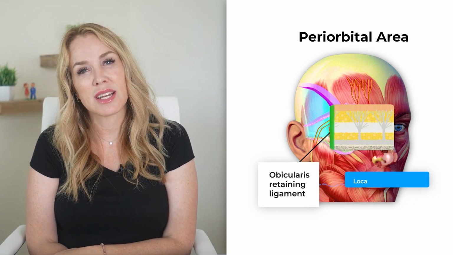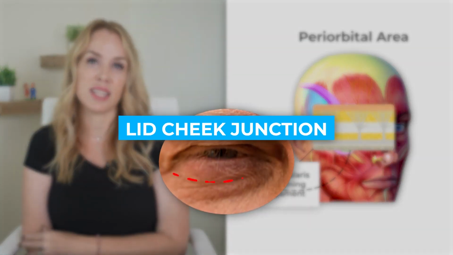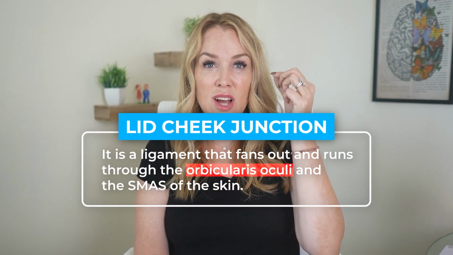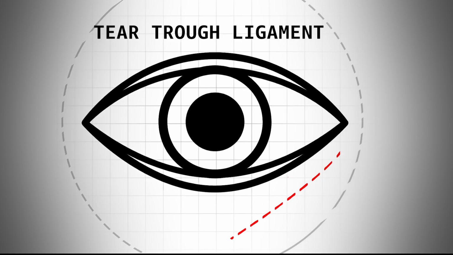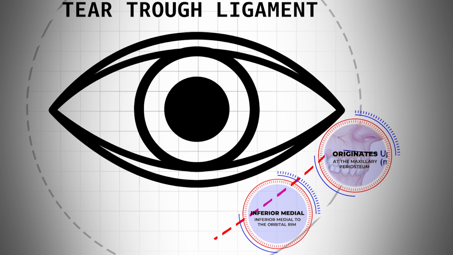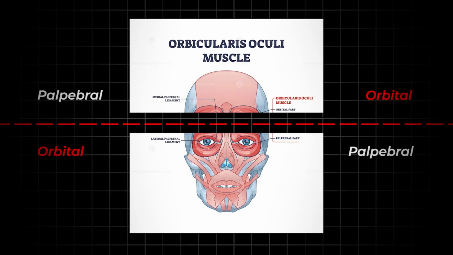The orbicularis retaining ligament originates on the periosteum and inserts into the skin at the lid-cheek junction. It's a ligament that fans out and runs through the orbicularis oculi and the SMAS of the skin, similar to the reticular cutis. Medial to this ligament is the tear trough ligament, located at the level of that nasojugal groove. The tear trough ligament is inferior medial to the orbital rim and originates at the maxillary periosteum, which is the bone of the upper jaw, separating the palpebral and orbital portions of the medial orbicularis oculi muscle.